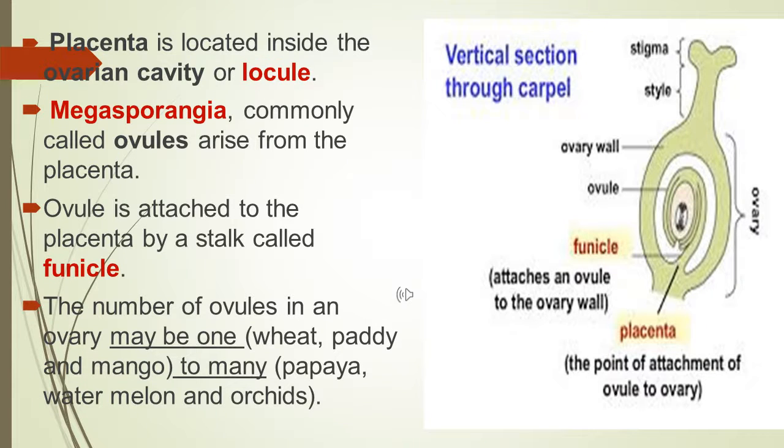Inside the ovary, there are compartments called the ovarian cavity or locule. Placenta is the tissue in the ovarian cavity from where the ovule, or we can say the megasporangium, arises, as the diagram shows here. The ovule is attached to the placenta by a stalk called the funicle. The number of ovules in an ovary may be one to many. After fertilization, the ovule develops into a seed.